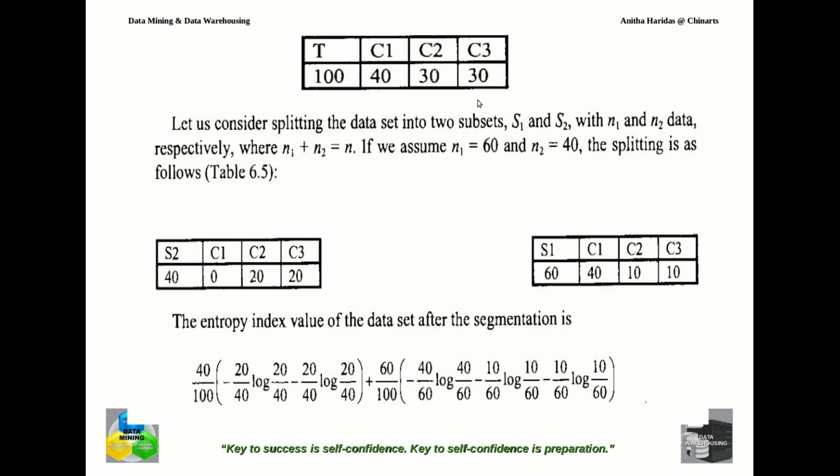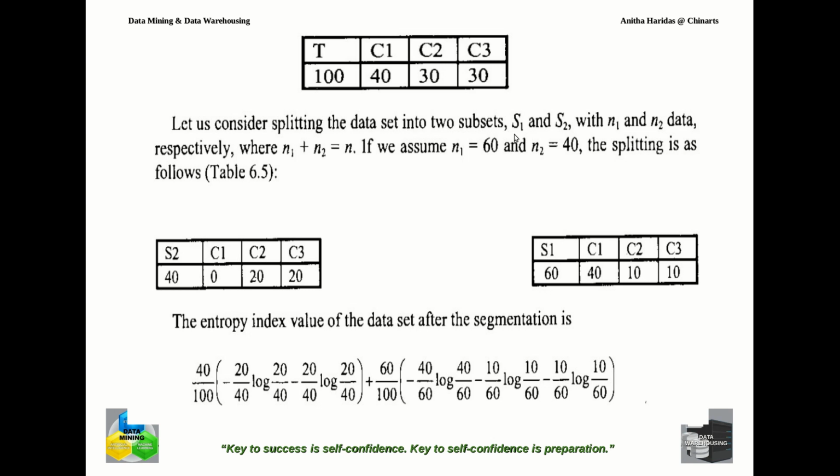Let us assume the same set of records. The whole data set is having 100 records. The three different classes are C1, C2, C3. Now I am going to split the data into two subsets, right? Instead of T1, T2, Tn, here we represent them as S1 and S2, right? Two sub-partitions T1 and T2, which is represented here as S1 and S2.